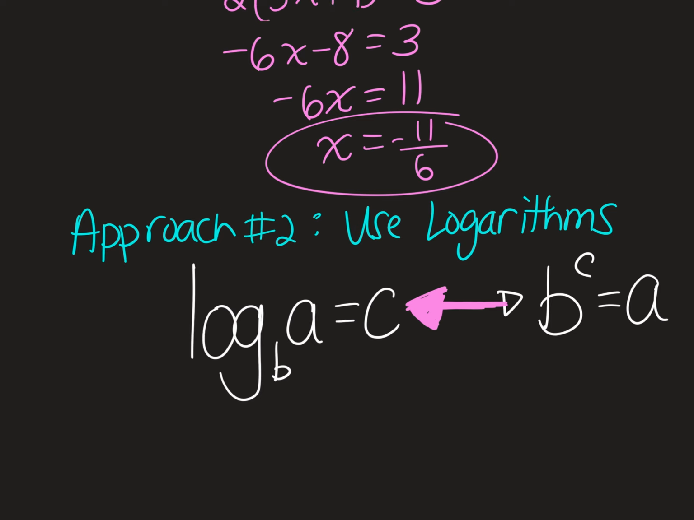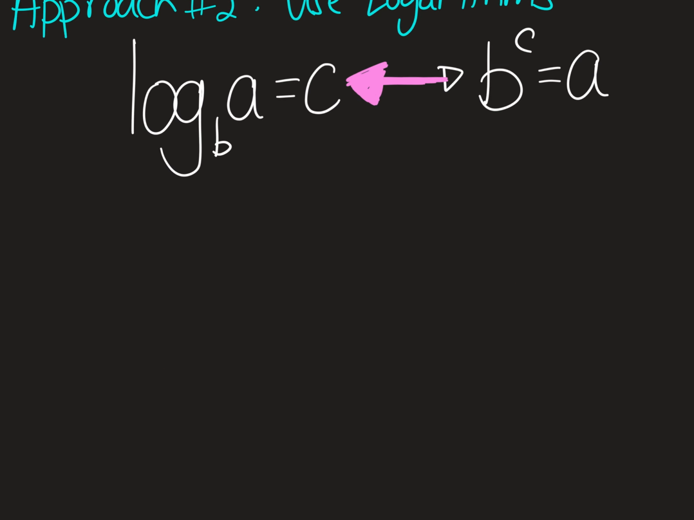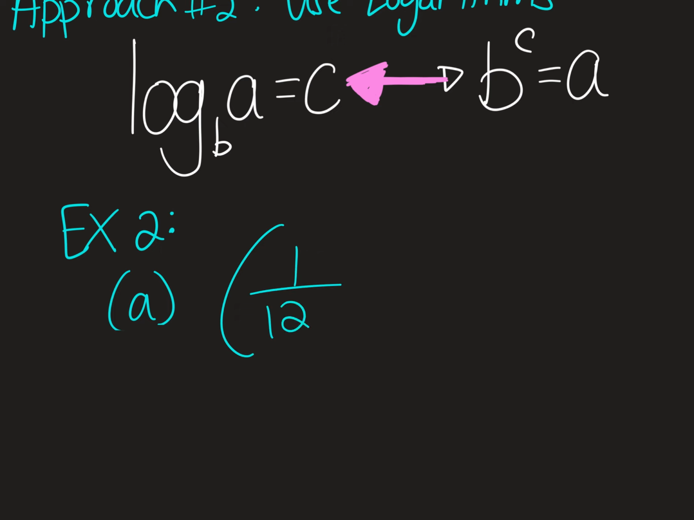So let me rewrite that. It was 1 over 121. Okay, so we had this. So we'll just call this example 2. And we're going to pick up where we left off after the star there. So 1 over 121 to the 3x plus 4 power equals 1331. That's where I started and said I want to pick up right here.